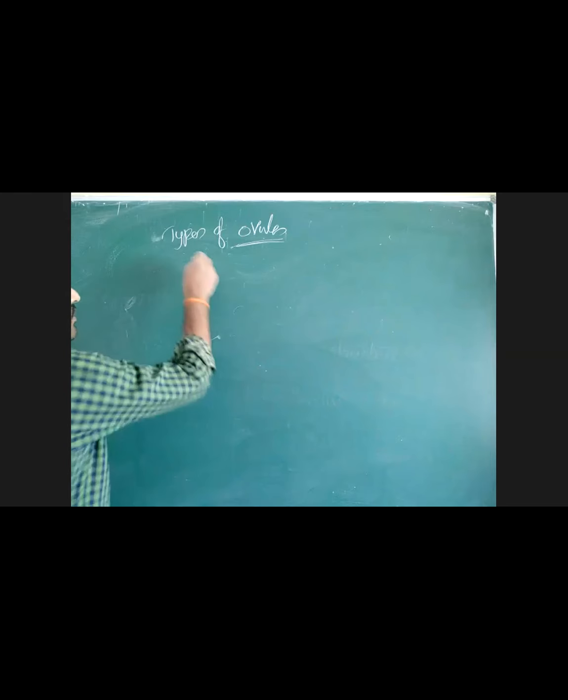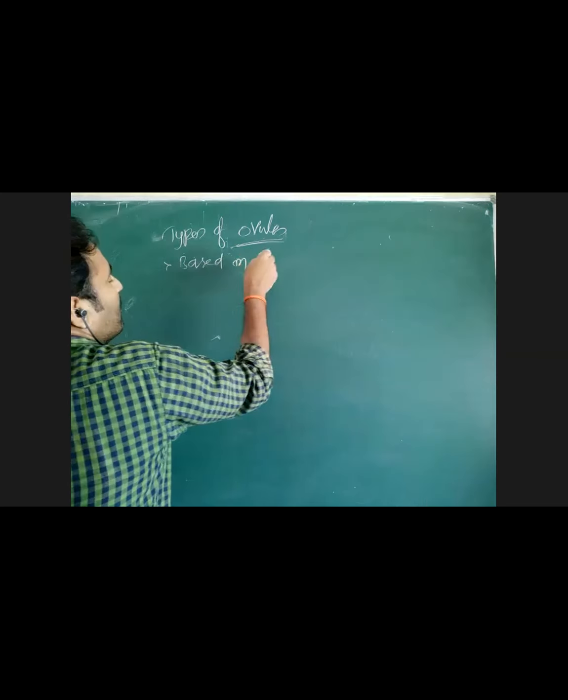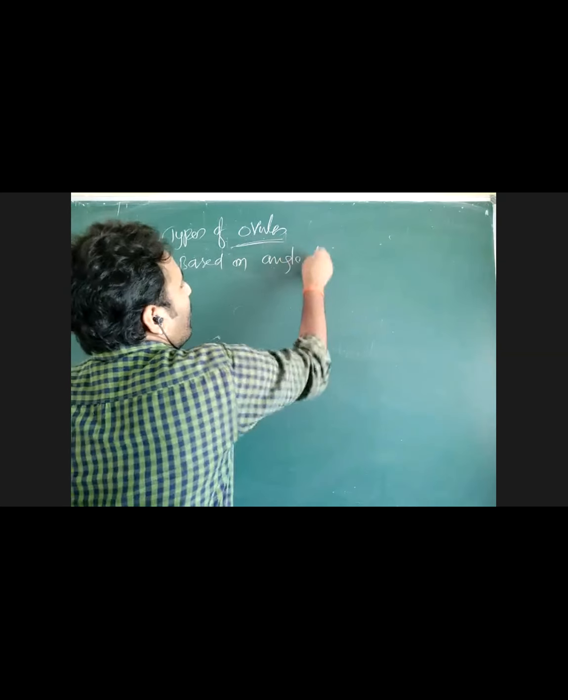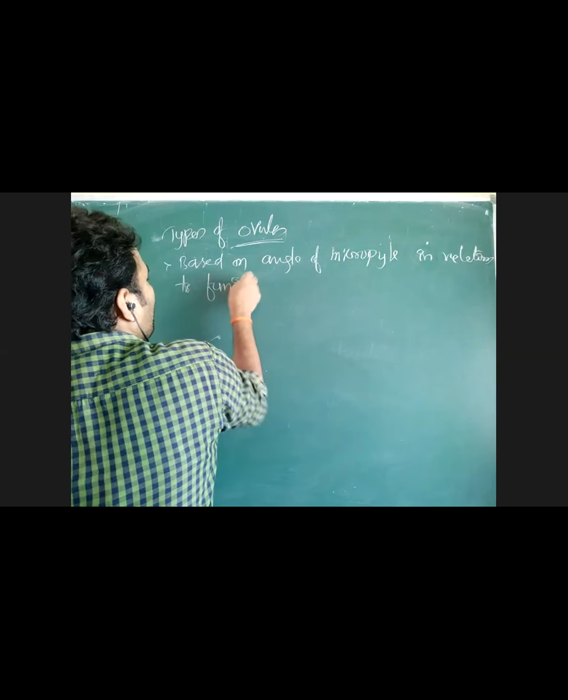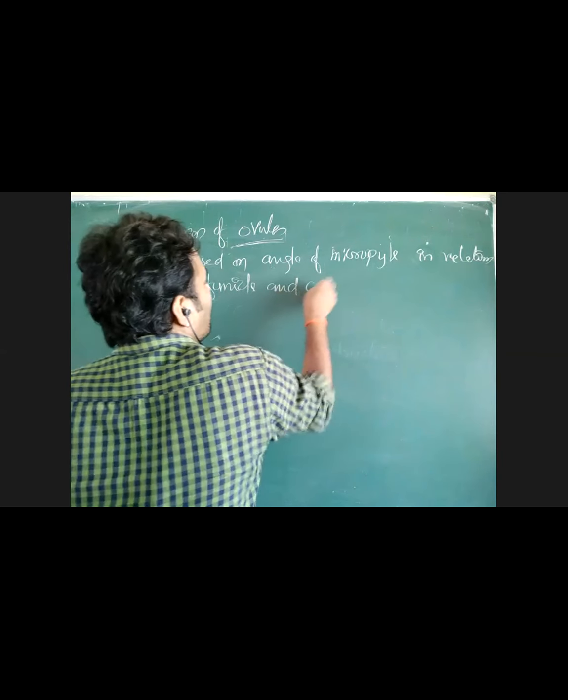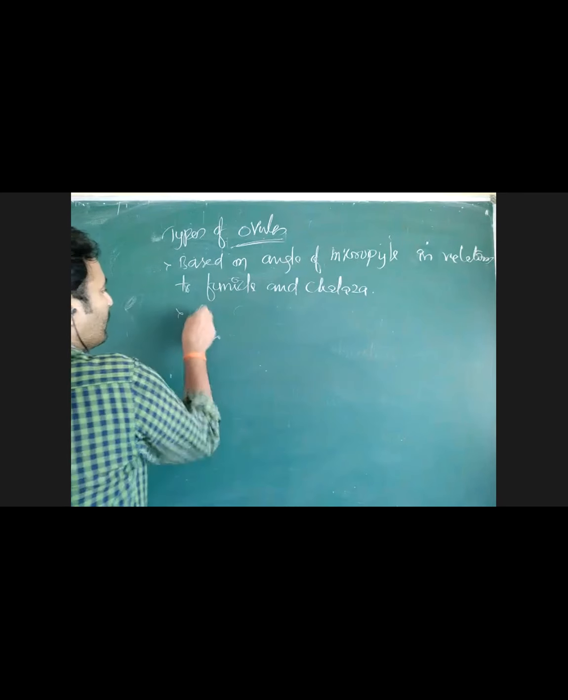Okay, this is based on the angle of the micropyle in relation to the funicle and chalaza. What is the direction of the funicle and chalaza? What is the direction of the micropyle? What is the angle present between the chalaza and micropyle? Based on that, ovules are divided into 6 types.